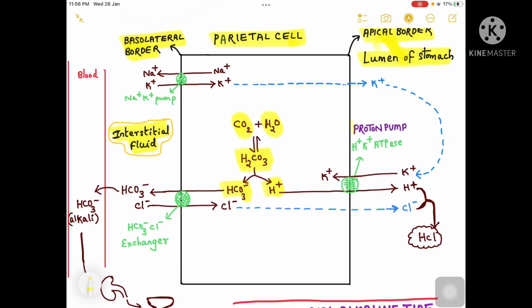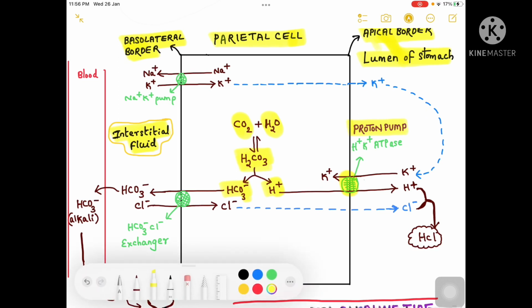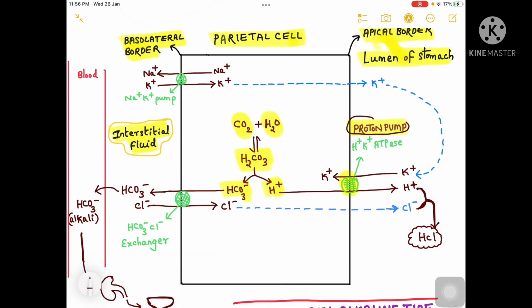Here you see there is a pump called the proton pump. With the help of H plus K plus ATPase, this proton pump sends the H plus ion to the outside of the cell in exchange for one potassium ion. So what is the function of this proton pump? It sends the H plus ion outside of the parietal cell in exchange for the K plus ion, with the help of the H plus K plus ATPase enzyme.